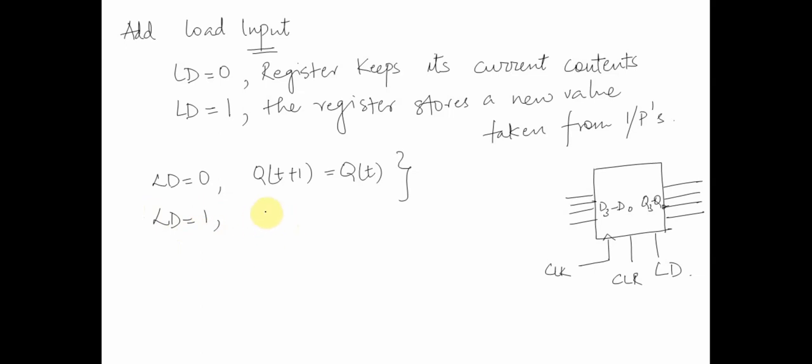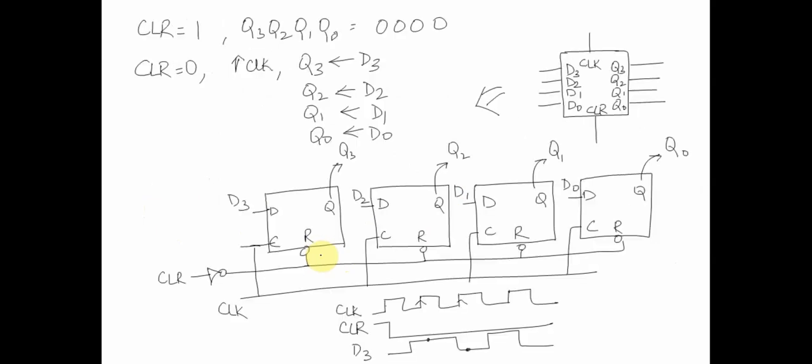Whenever load is equal to 1, Q(t+1) is equal to D3 D2 D1 D0, which is equal to the input. So this is a case, and I hope this is clear. We drew simple 4 D flip-flops back to back and said it's a 4-bit register. We had a clear signal. Whenever clear is equal to 1, the output will be all zeros.